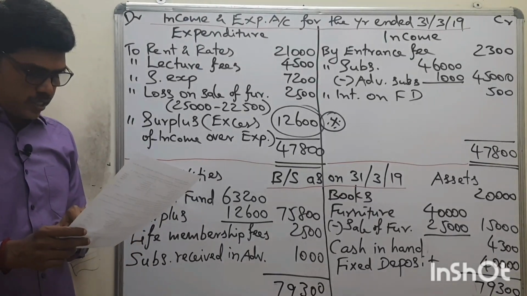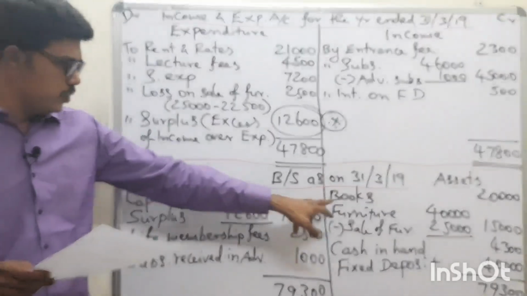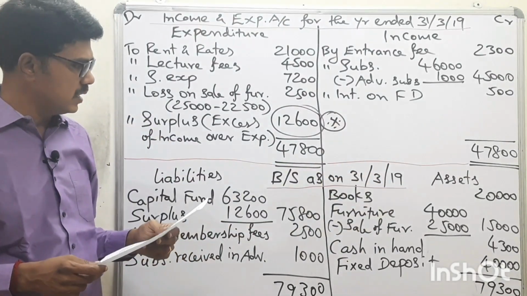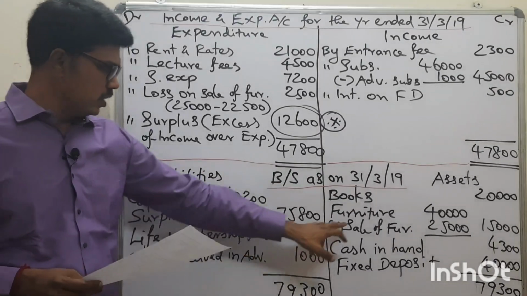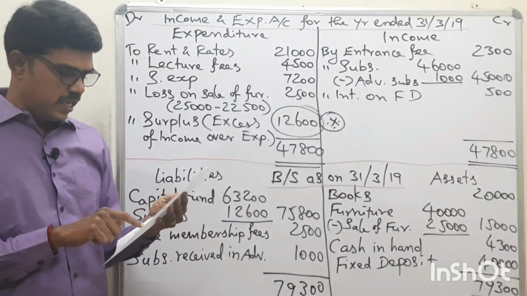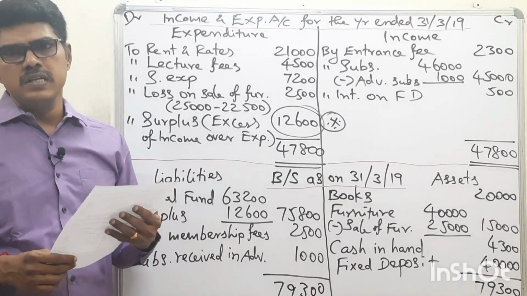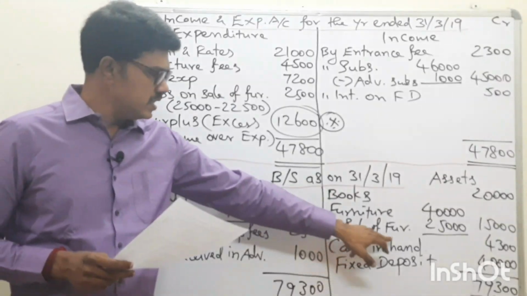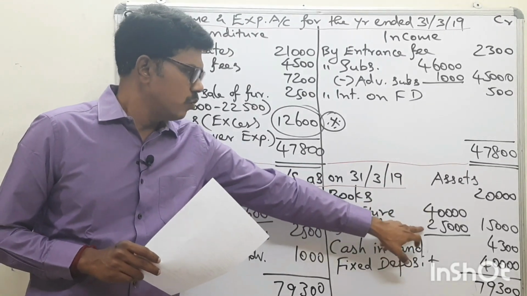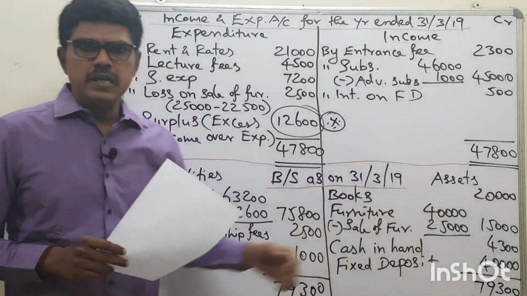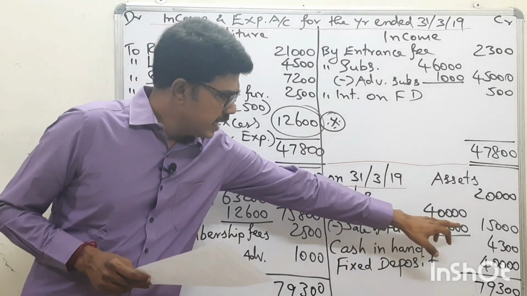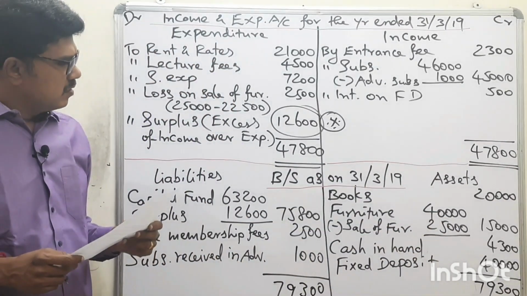Here, the club possessed books worth rupees 20,000. Books worth 20,000, there is no change. Additional purchase or sale of any book has not happened in the club. Furniture worth 40,000. We cannot write the value in the outer column because they have sold 25,000 worth of furniture during the year. So the sale of furniture worth 25,000 must be subtracted from 40,000. Only the net balance amount should be written in the outer column. After selling 25,000, the club has 15,000 worth of furniture.